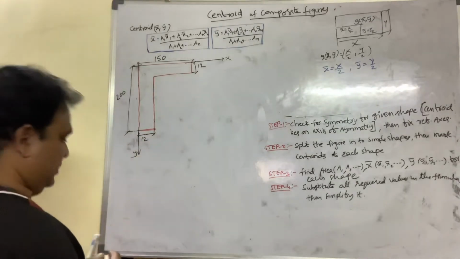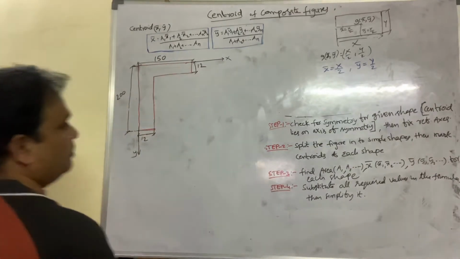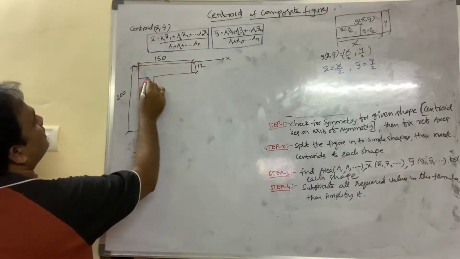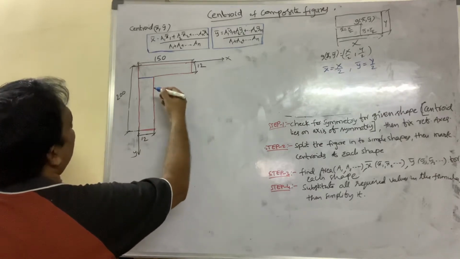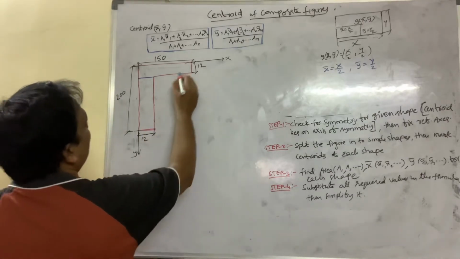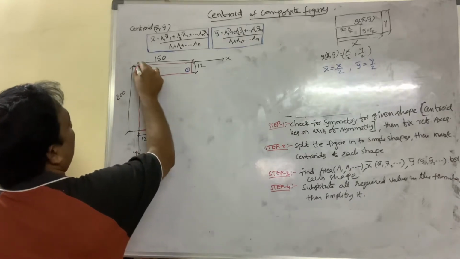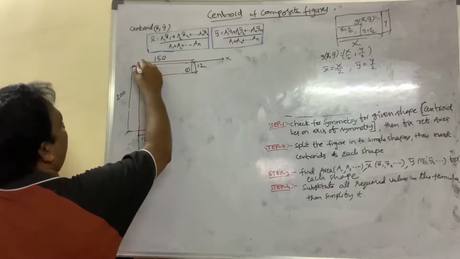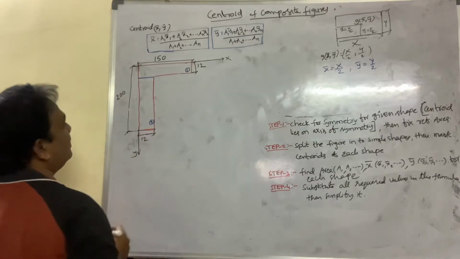Next, step 2: split the figure into simple shapes, then mark centroids of each shape. If I draw a line like this, then this entire figure is split into two rectangular sections. Let us say this is the first section and this is the second section. This is the x-axis and this is the y-axis. As this is the reference point or origin, I have taken this block as the first section and this as the second section.